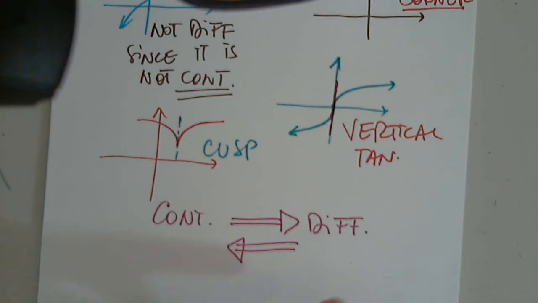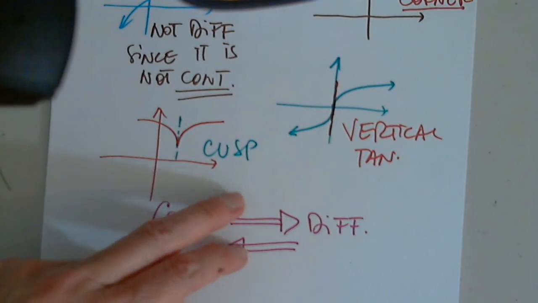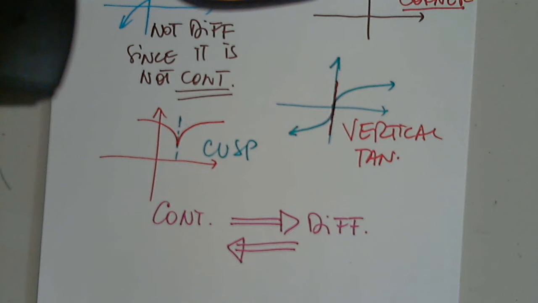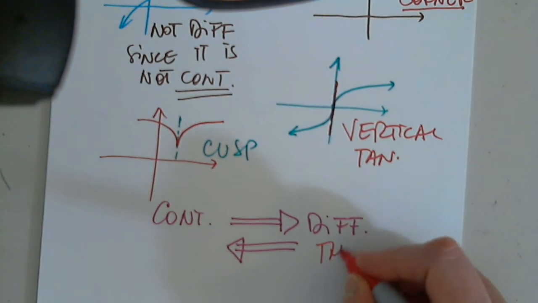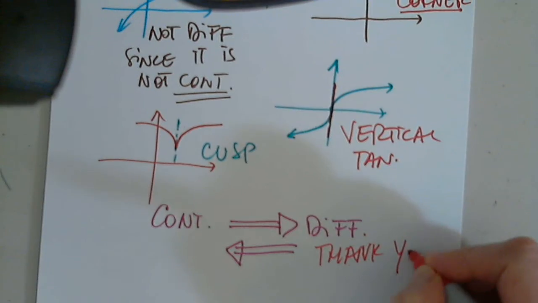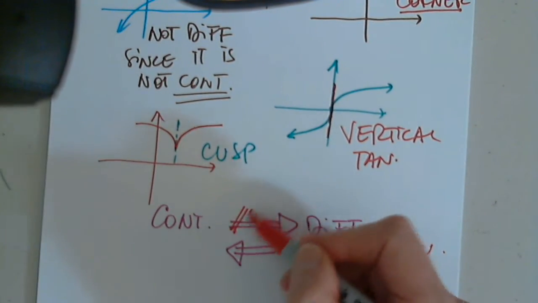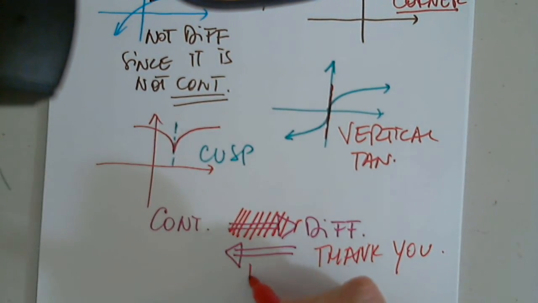Continuity implies differentiability, differentiability implies continuity. Both are true, one is true, none of the above. Whatever it is, differentiability will make sure that it is continuous, but just because a function is continuous does not mean it's differentiable. Thank you, Derek. Yes, this one is not true. This one is always true.